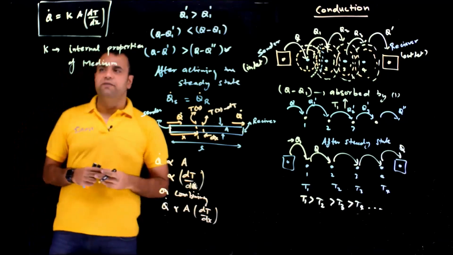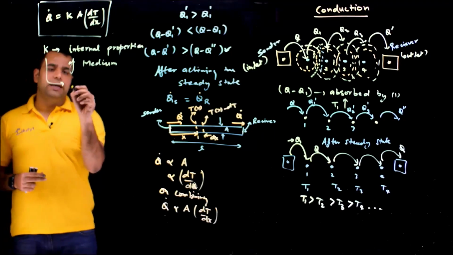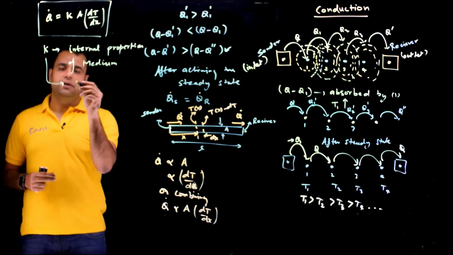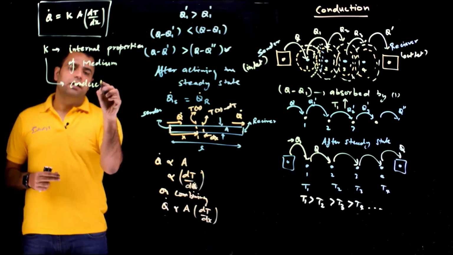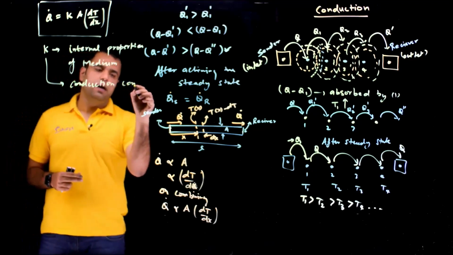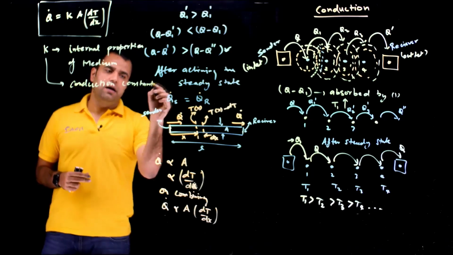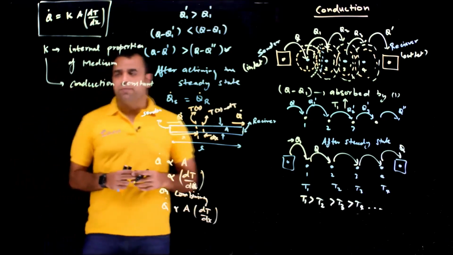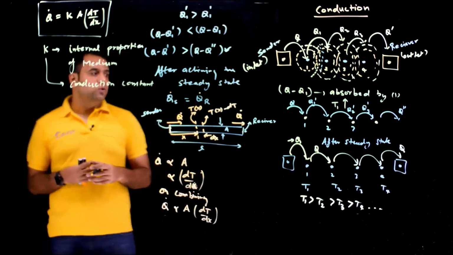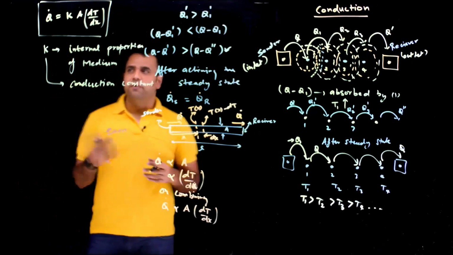Medium, internal property of the medium. This K is known as the conductivity constant or coefficient of conductivity. Its value is generally provided to you by the examiner. He will always provide you this value.